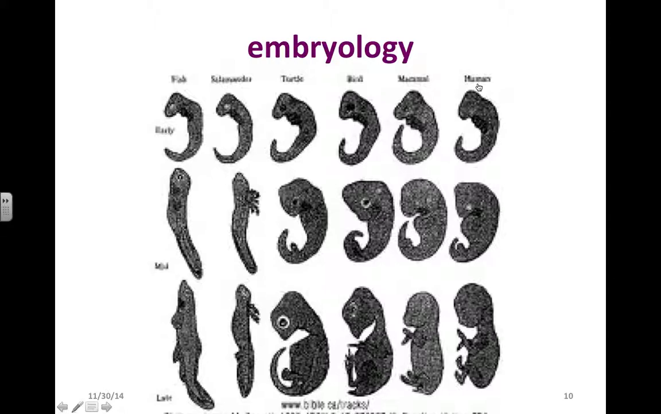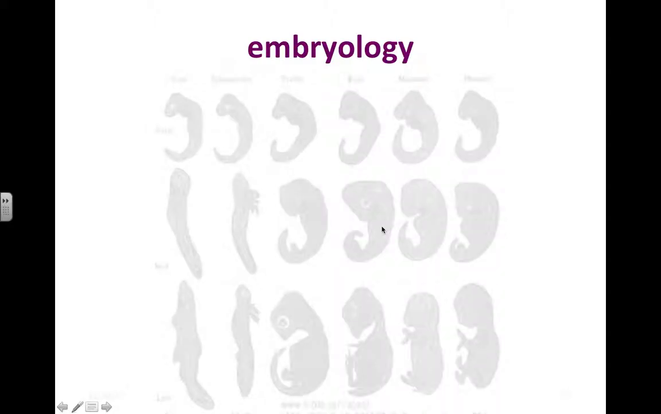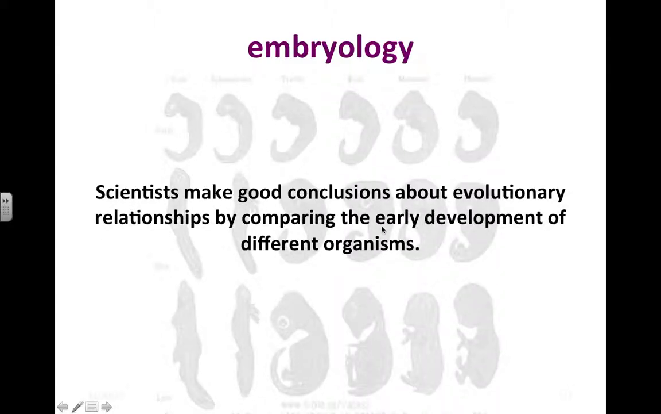I mean, you know the story, right? The story of natural selection. So the study of embryology then supports that as well. Scientists make good conclusions about evolutionary relationships by comparing the early development of different organisms.